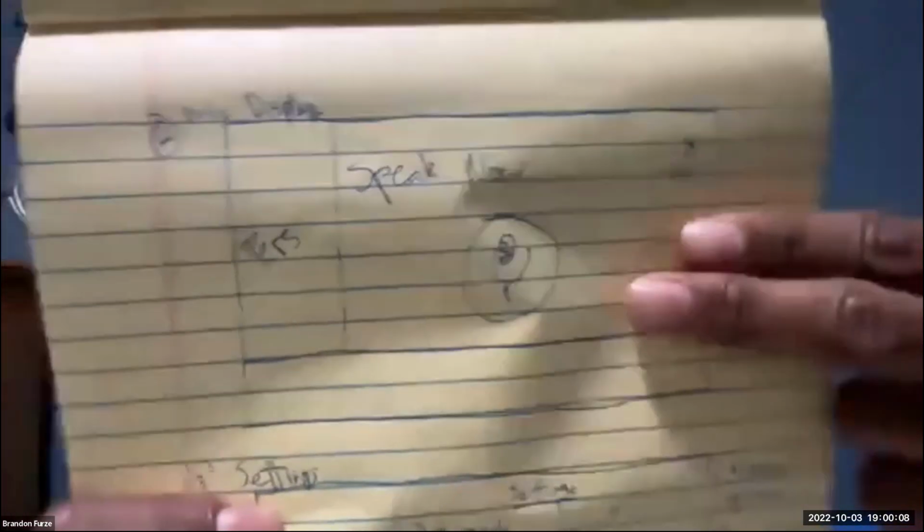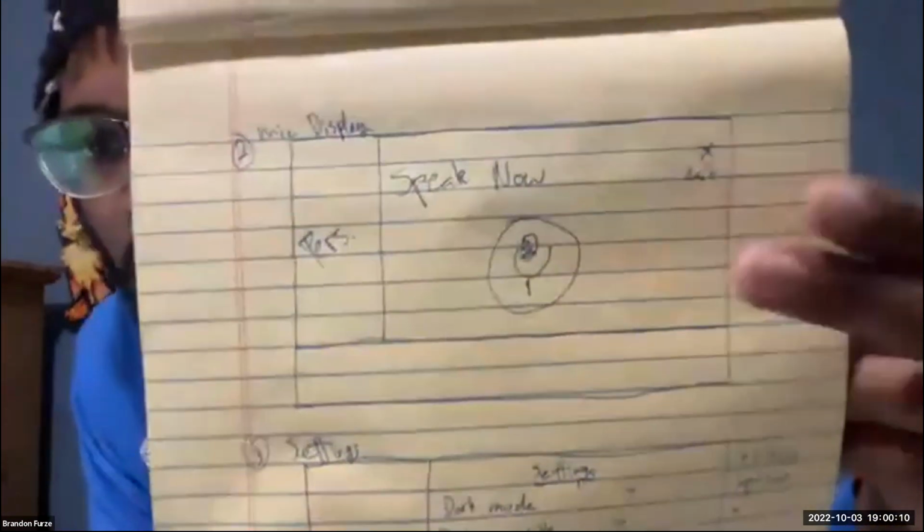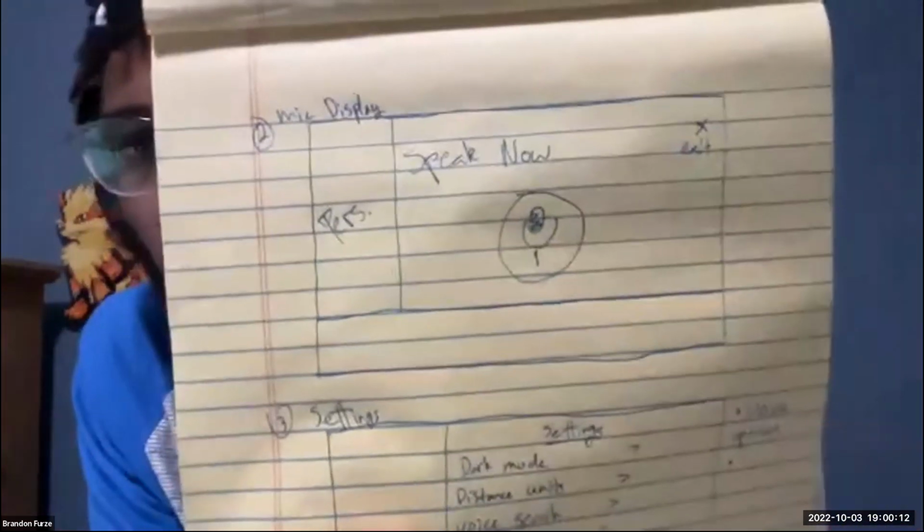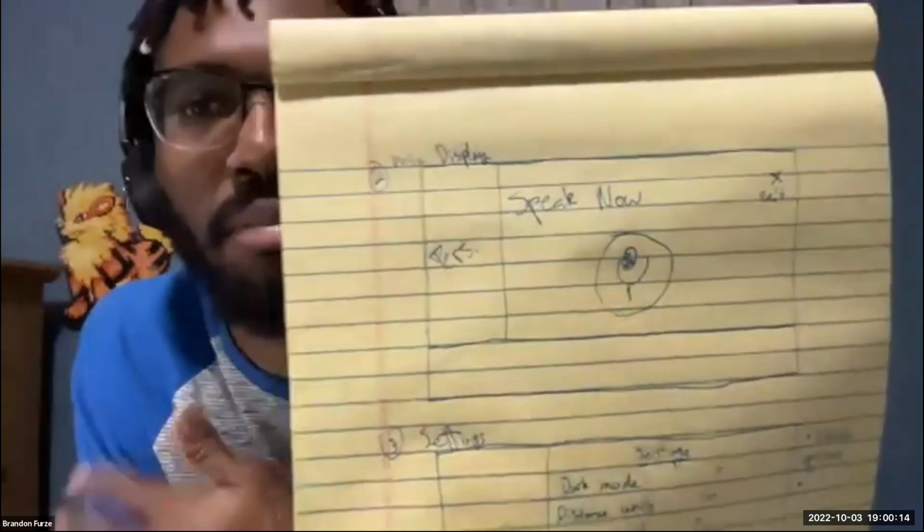And then next, I did a simple markup of a text or vocal screen. So you tap the middle of the screen, speak now, speak clearly, and then you can say whatever command you would like.